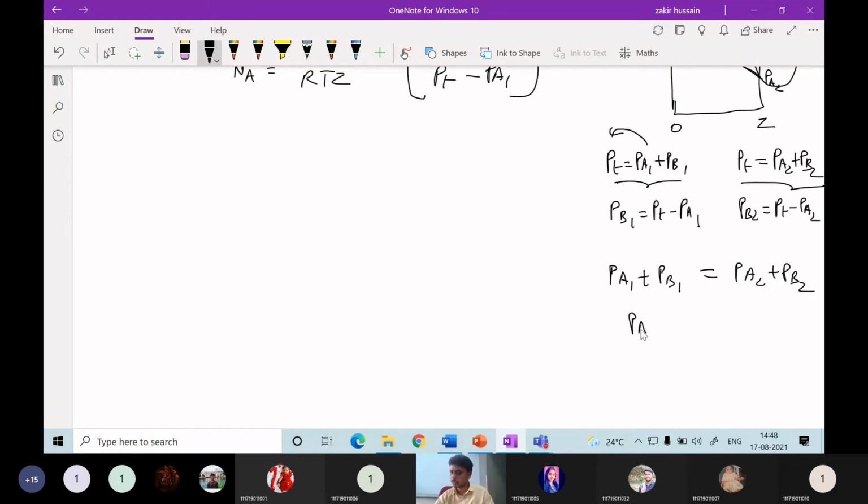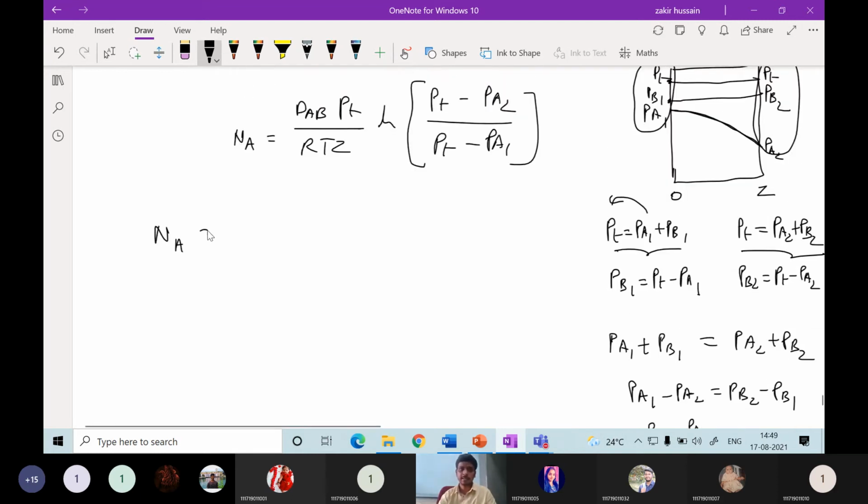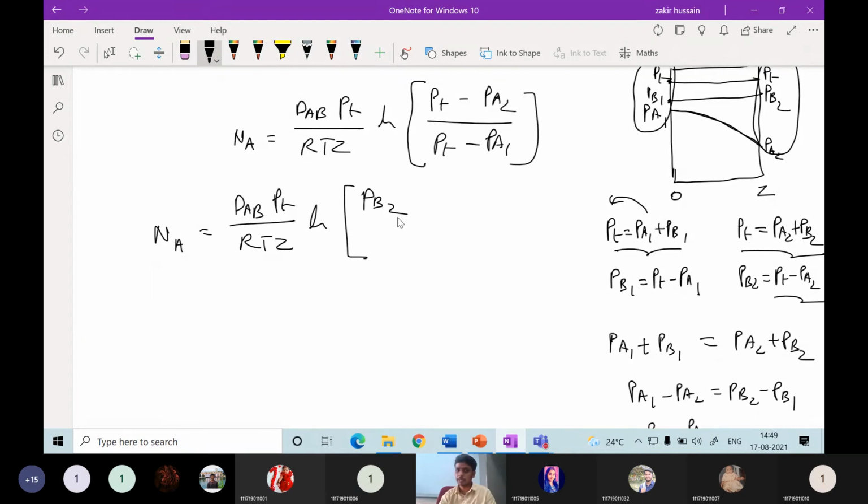Therefore, we can write all the A terms on one side: PA1 minus PA2 is equal to PB2 minus PB1. Therefore, PA1 minus PA2 divided by PB2 minus PB1 is equal to 1. Then for this equation, we can write NA is equal to DAB PT by RTZ ln of PT minus PA2 divided by PT minus PA1, that is PB2 divided by PB1.